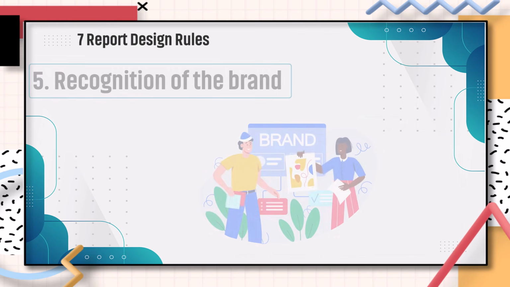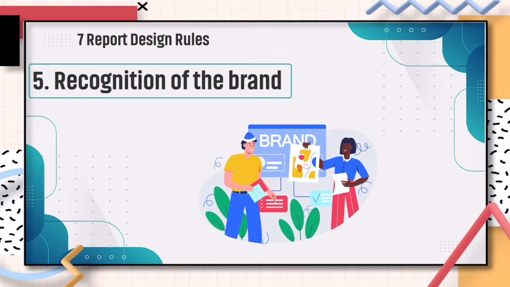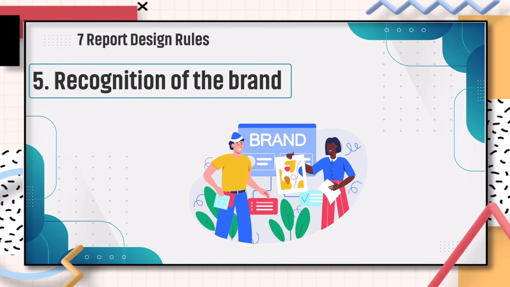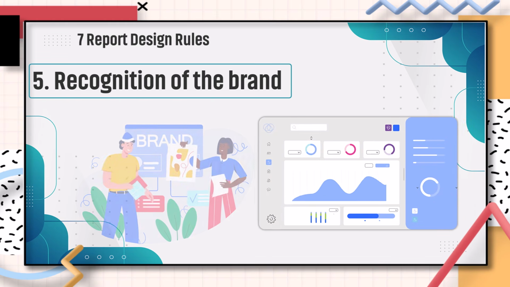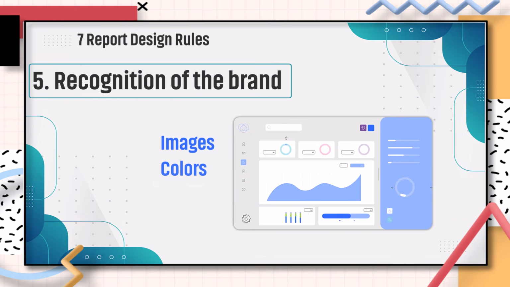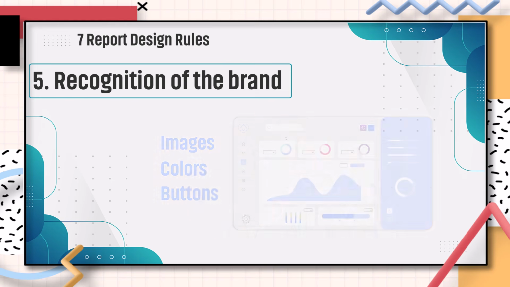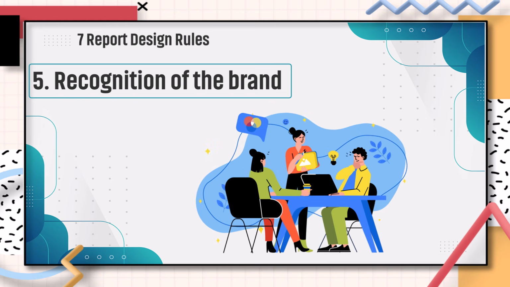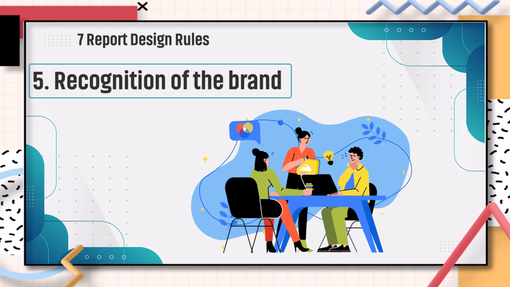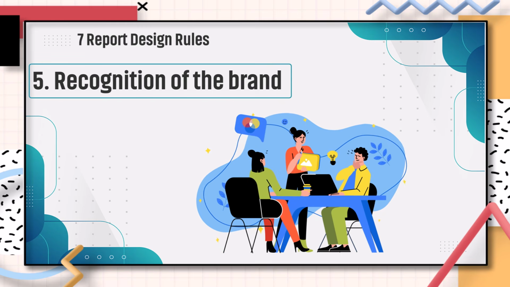Next is recognition of the brand. Where possible, we try to incorporate the corporate identity of a company into a dashboard. This includes images, colors, and, for example, the formatting of the buttons they use on their website. However, for the team in Power BI, it is a much bigger challenge. Most corporate identities are not developed for data color schemes.